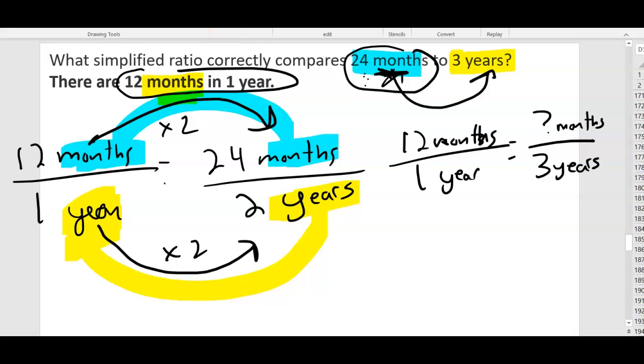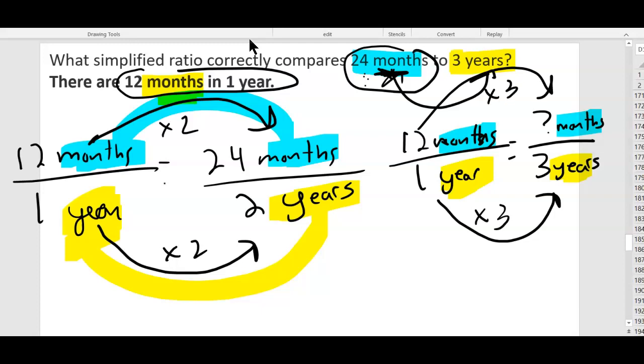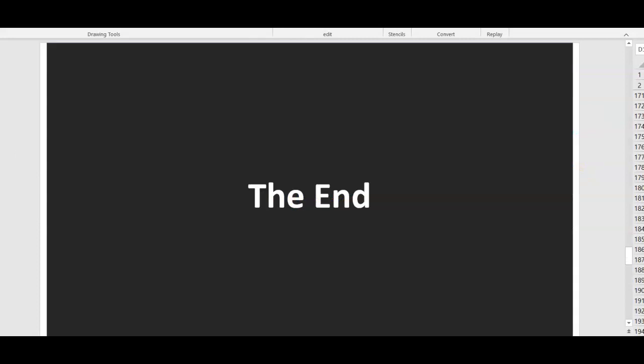Okay, so how do we go? Let's make sure it's lined up. Months on the top, months on the top. Years on the bottom, years on the bottom. Okay, good. Check. So 1 to 3, oh, multiply by 3. 12 to this, multiply by 3. 12 times 3 is 36 months. So you gotta pick. Just keep them the same, whichever you do. And oh, thank goodness, 24 minutes. That's insane. Go enjoy your life, people. Bye.